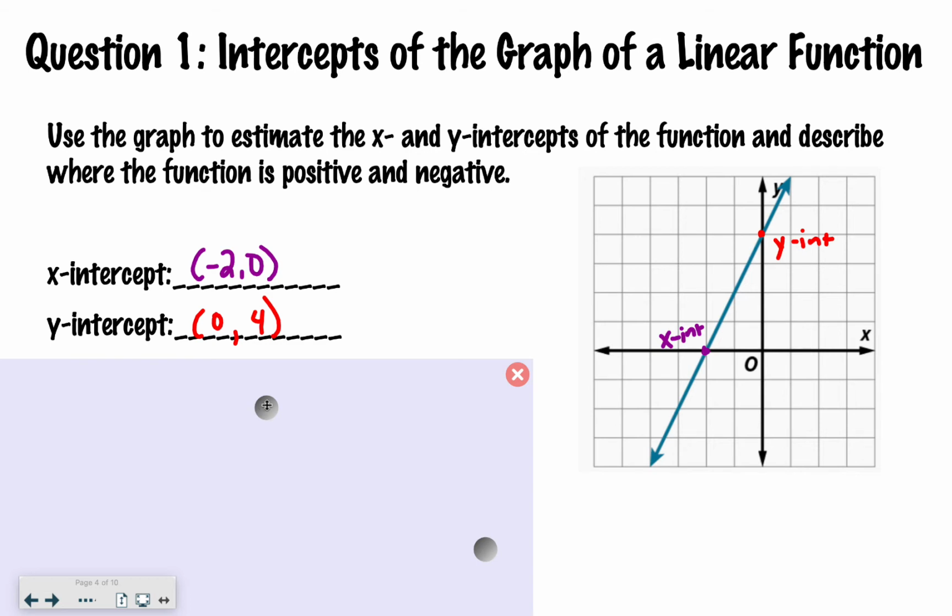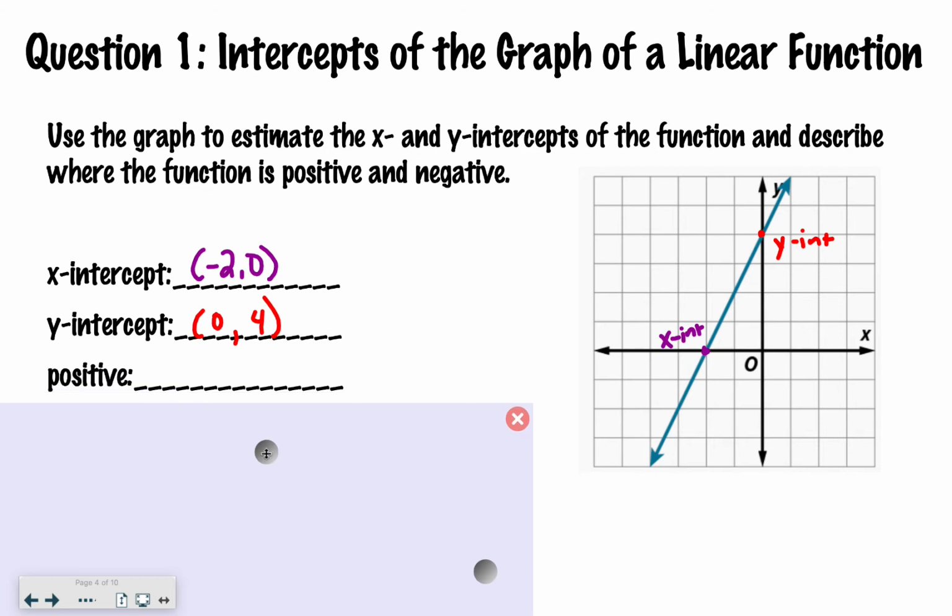Okay, now you're going to type the range for the positive. So you're going to use those less than or greater than symbols. Where is this graph? Where is this line positive? Good luck. Okay, for the positive range, hopefully you said x is greater than -2 because it's above the x-axis on all of the numbers that are bigger than -2 for the x-axis.